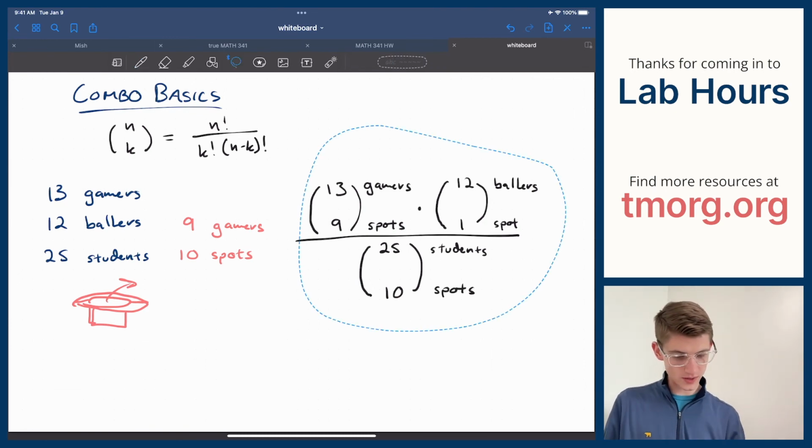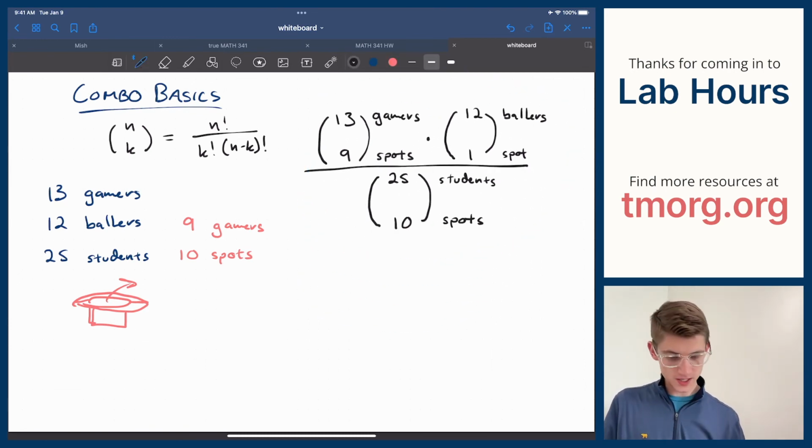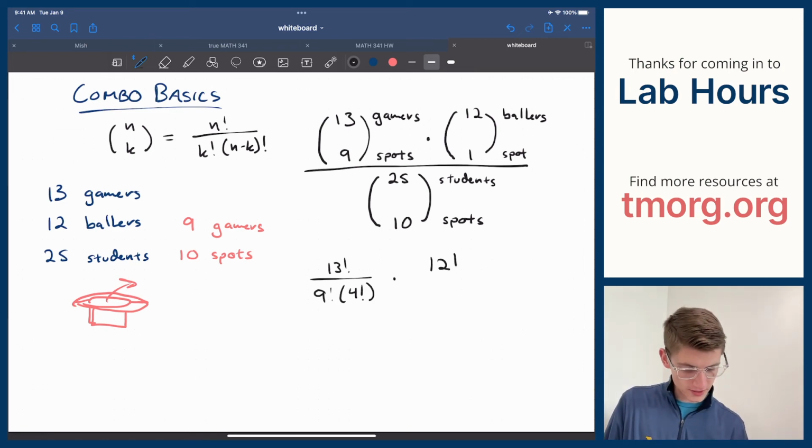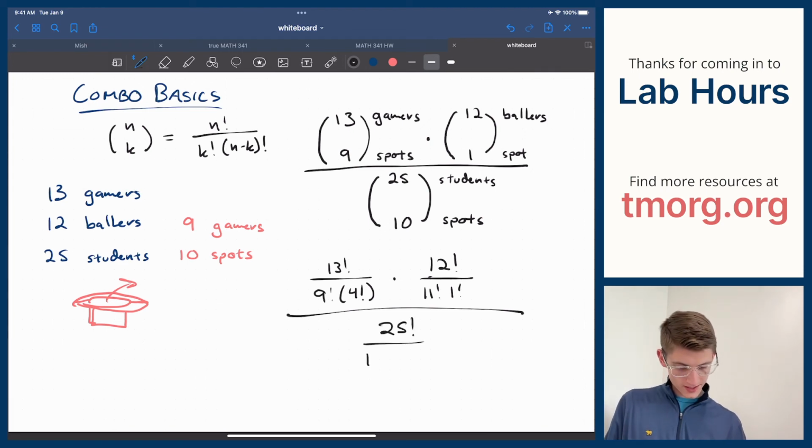And let me move it so that we have a little bit more room, and then we will be finished with the lecture. But 13 pick 9 is equal to 13 factorial over 9 factorial times 4 factorial. 13 minus 9 is 4. Times 12 factorial over 11 factorial 1 factorial. All of that over 25 factorial over 10 factorial 15 factorial.